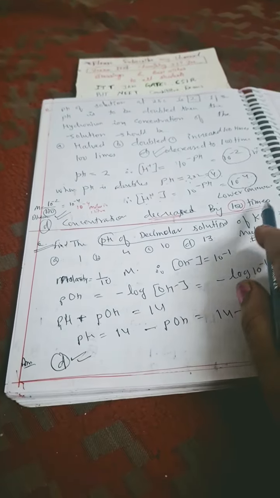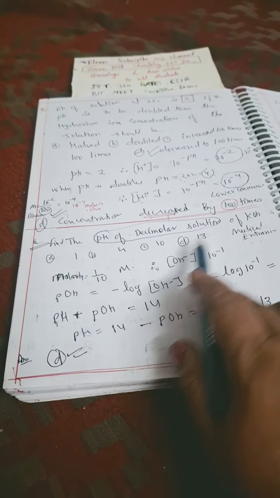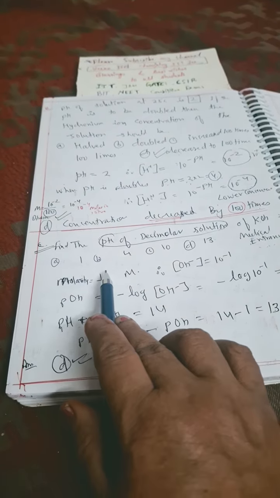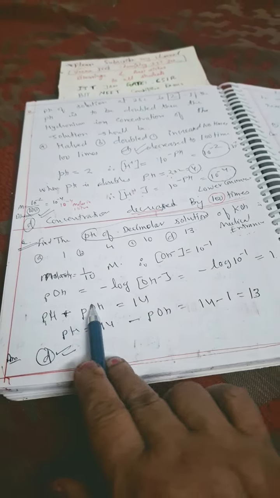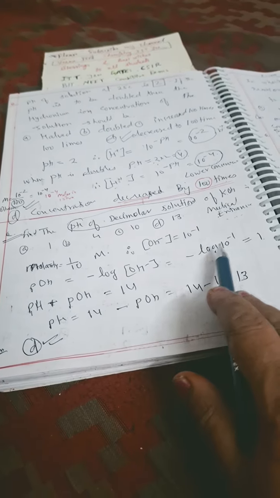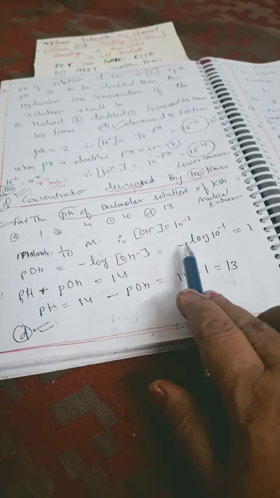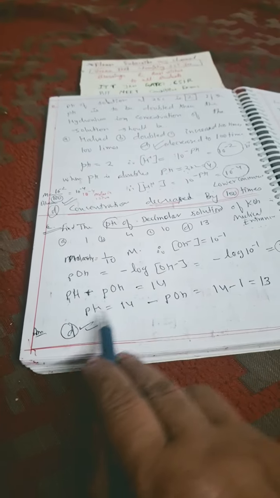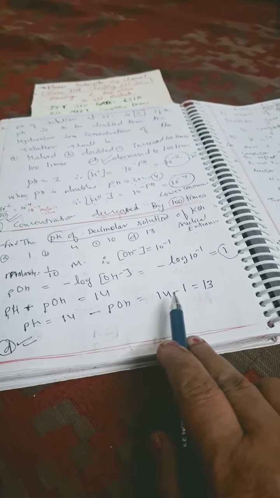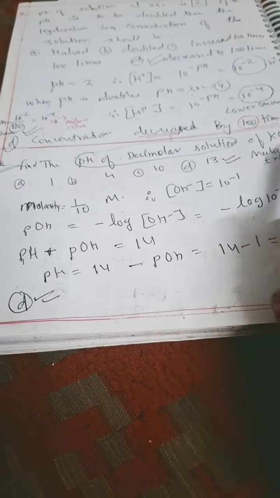So pOH, this is giving OH concentration. Okay, so molarity is equal to 1 by 10 M, that is 10 raised to power minus 1 OH ion concentration. So pOH is equal to minus log of OH ion concentration, that is equal to 1. Because minus log 10 raised to power negative 1, so it will be coming to be 1. Now pH plus pOH is equal to 14. So pH is equal to 14 minus pOH, that is 14 minus 1, that is equal to 13. So it is having 13 pH. Which is correct? D is correct. That 1 decimolar KOH is having pH 13.